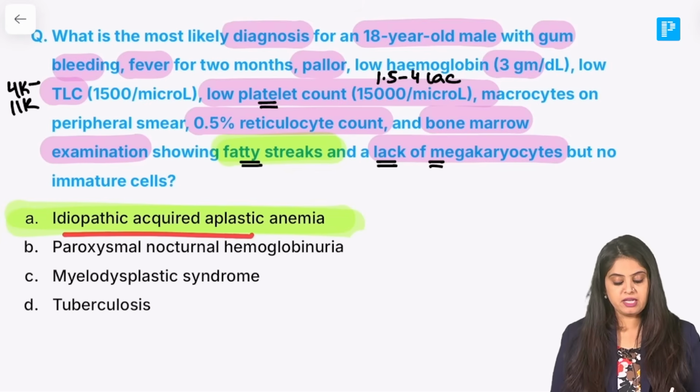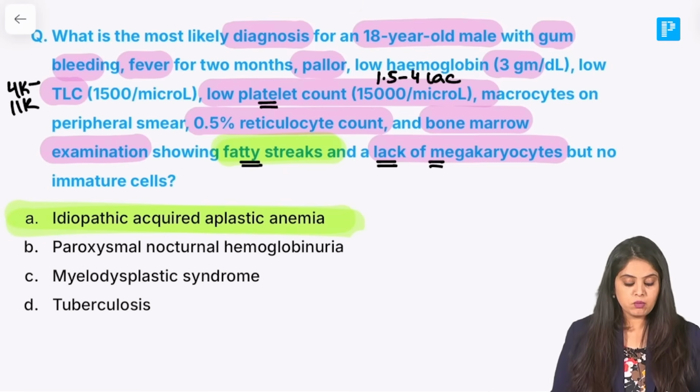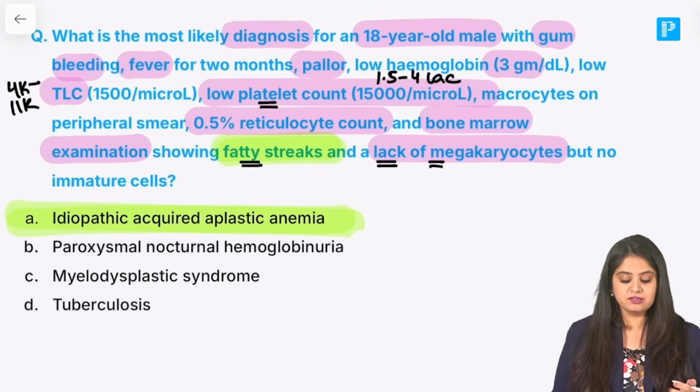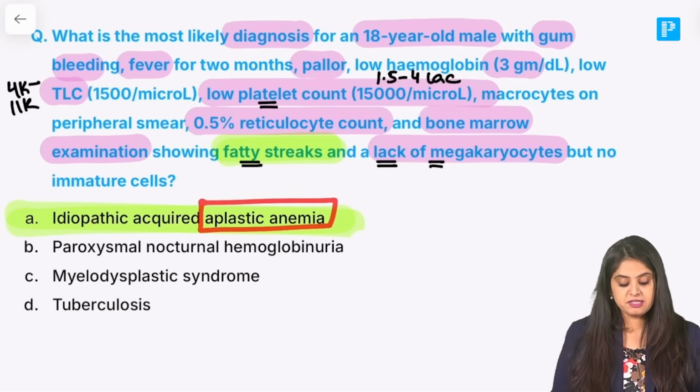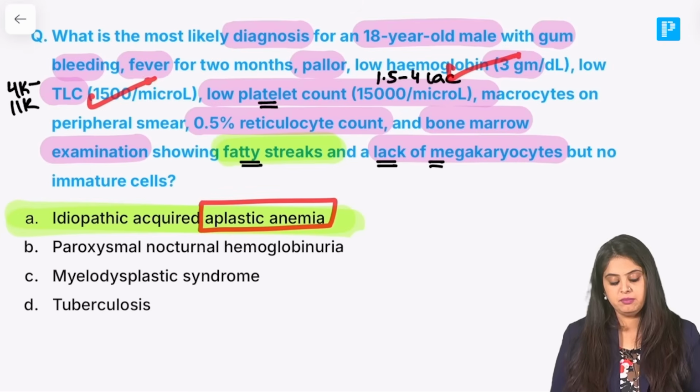See, if it would have been hereditary, probably they would have given me a younger age group. This is acquired, could be related to certain poisonings or could be related to certain drugs. But they probably right now don't even know the reason for it. Aplastic anemia tells me that full bone marrow is going to shut down, like RBC, WBC, platelet.